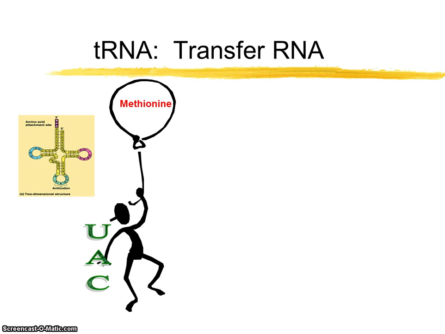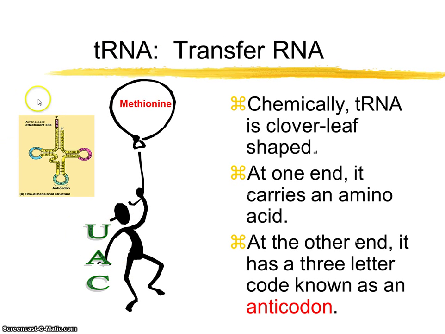Here's a nice picture of what a tRNA looks like. Okay, at the top of this picture you can see the particular amino acid it's carrying, and here at the bottom it has something on it called an anticodon. And this anticodon, this part of the tRNA, is what is going to be used to translate those codons on the messenger RNA.